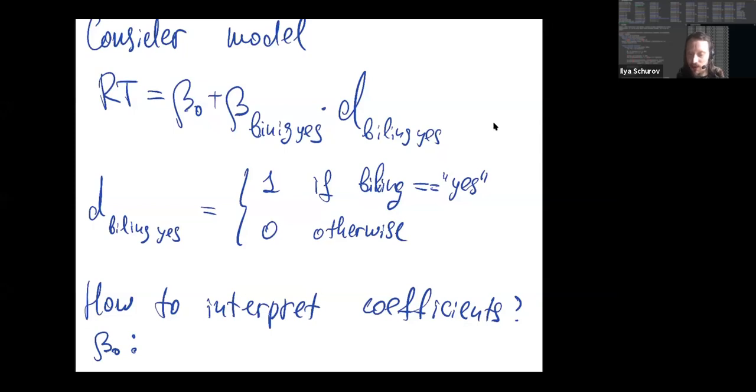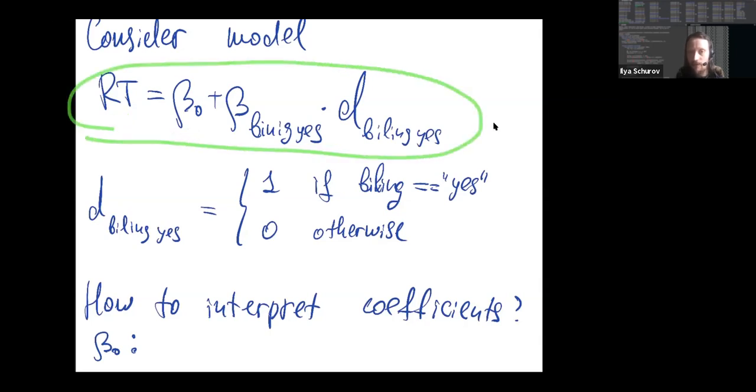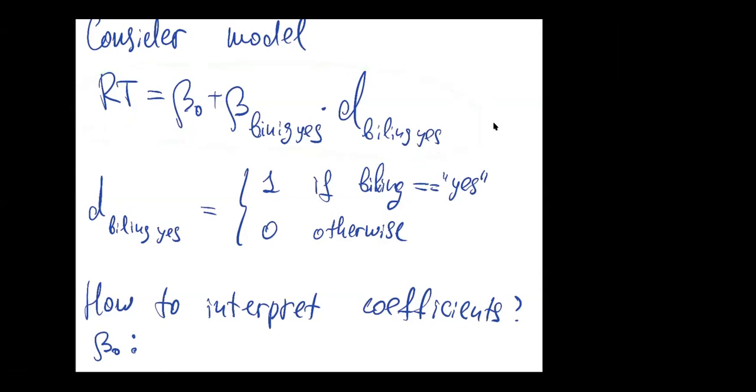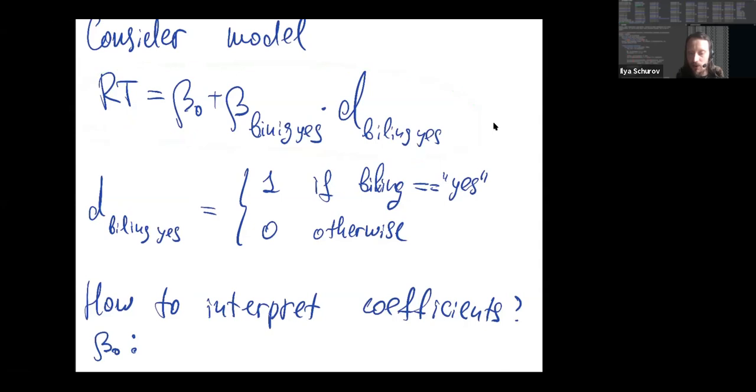Yes, but in fact, we have a zero level in this equation. We say that reaction time is beta naught plus this term. So sometimes it is possible that reaction time is just equal to beta naught. When does it happen? For which informants does it happen? When reaction time equals beta naught, according to our model. Monolinguals. For monolinguals, exactly. Because for monolinguals, we have this.